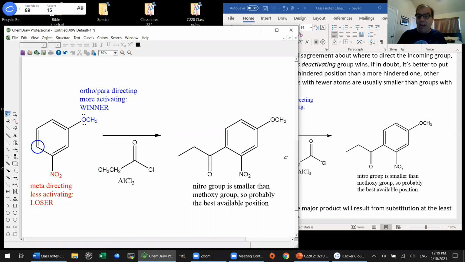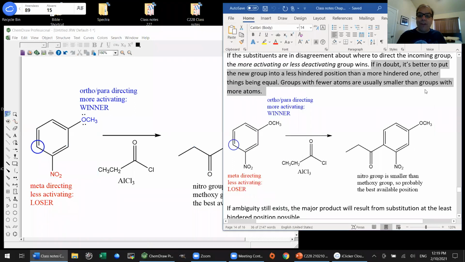That's certainly what I would predict. So this part explains what to do when you have multiple substituents and they are in disagreement about where to direct the new group. It says that the winning group is the one that's either more activating or less deactivating, and I think you will always be able to tell that. I've not come up with a situation where you couldn't tell.